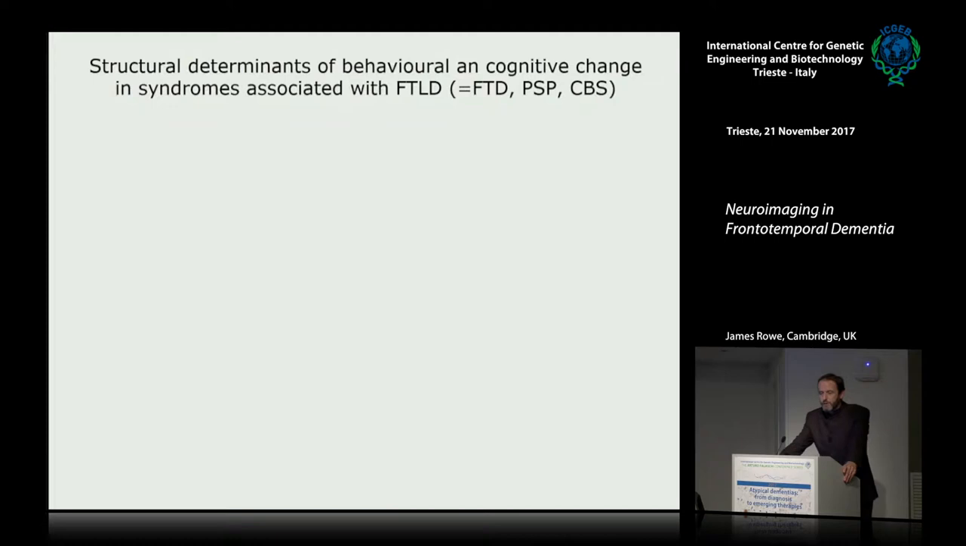Moving on, I want to think about the structural determinants now. So in other words, not just the pathology, but what are the structural determinants of behavior? This is a behavioral and cognitive syndrome associated with FTLD. And by that, I'm going to now include both frontotemporal dementia, PSP, and cortical basal syndrome.